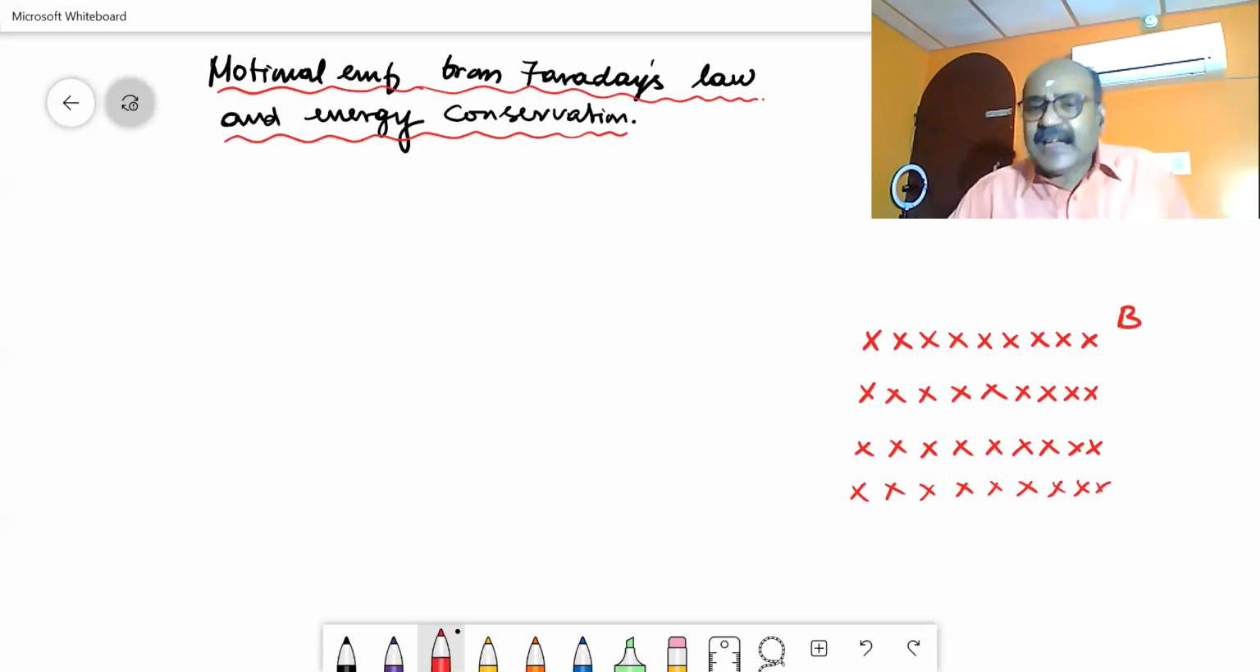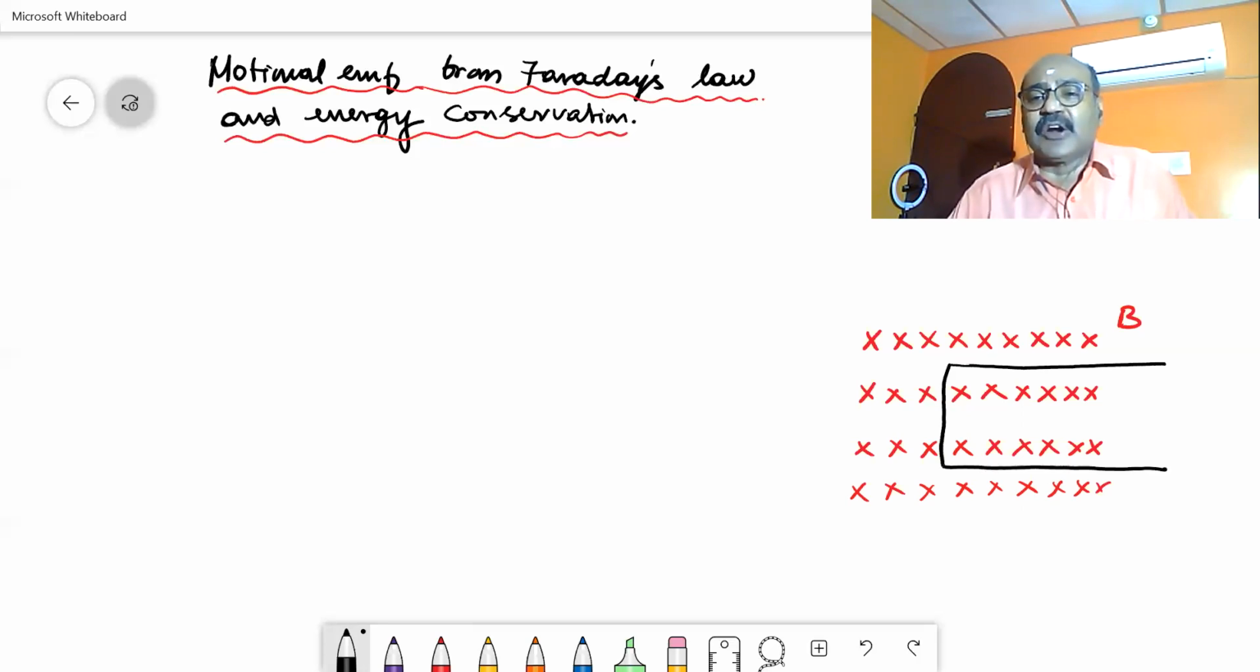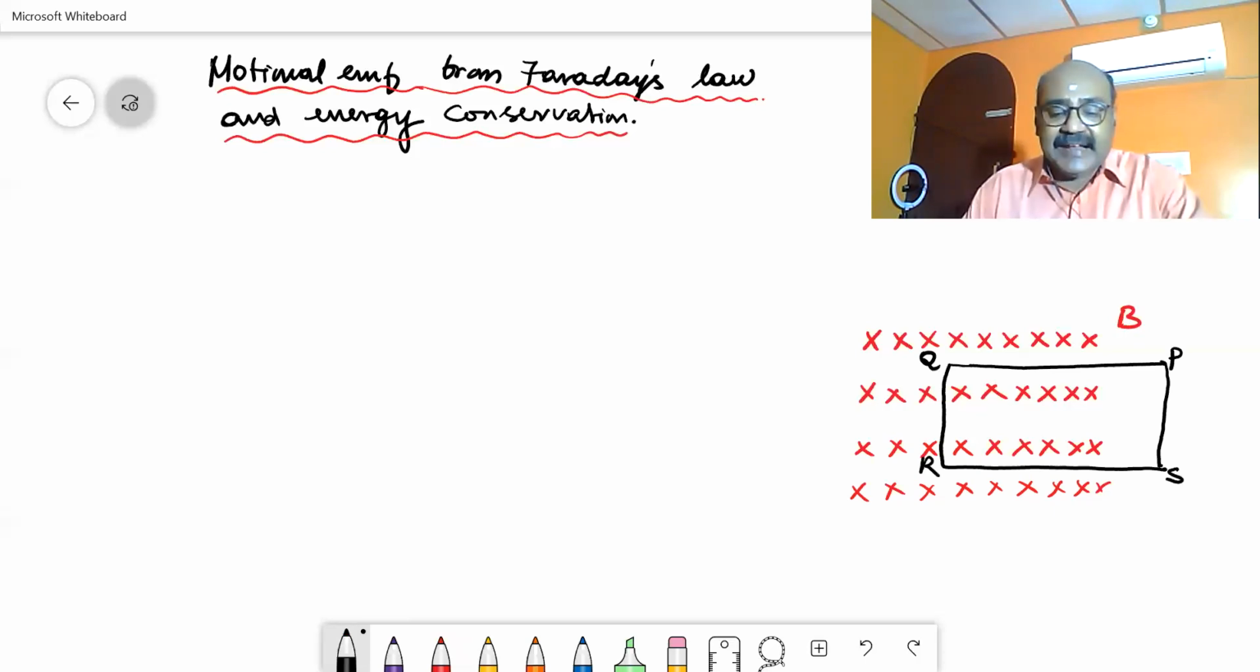Now, inside this, I am placing a loop. The loop that I am placing is a closed conductor, or a closed loop, and let us consider that closed loop as PQRS. This loop is placed in such a way that part of the loop is inside the magnetic field B and a small part is kept outside. Now I am going to move this loop towards the right with a velocity v.